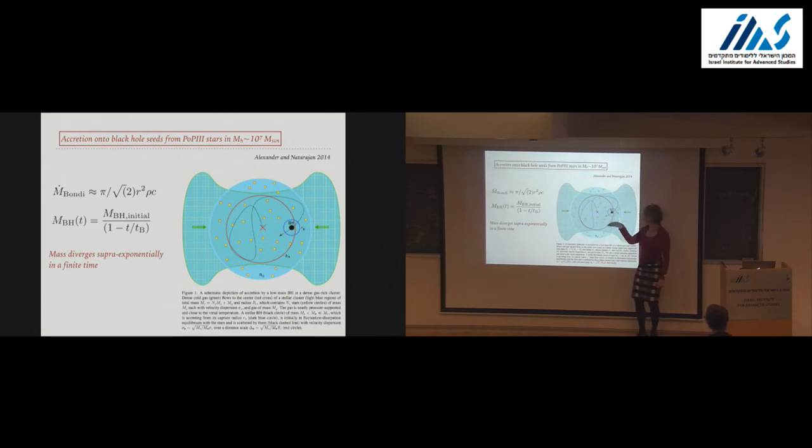When the black hole becomes much more massive than the stars, it sits in the middle of the potential well, and then the gas circularizes outside, and you cannot have this hyperaccreting mode of growth anymore. And if you take that accretion rate, then you have, as I said, the super-exponential growth. So the mass diverges at a finite time.